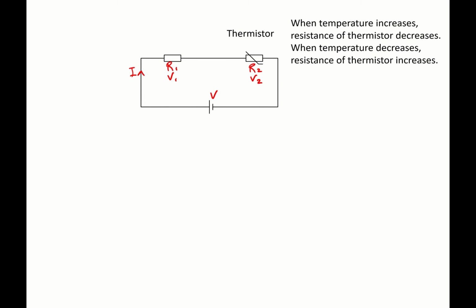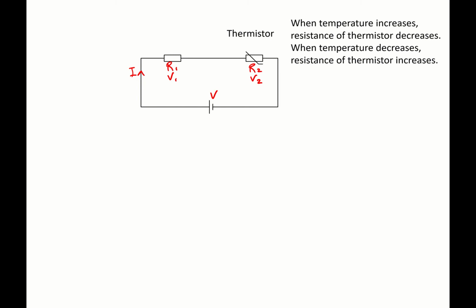Now, let's continue. So what we have here in the diagram is a thermistor that's connected in series with a fixed resistor. The fixed resistor is R1 and the thermistor, we let it be R2. And we let the potential difference across R1 be V1 and the potential difference across R2 be V2. And the EMF of the battery will be V. And the current supplied by the circuit will be I.